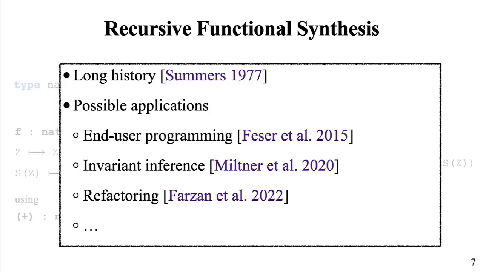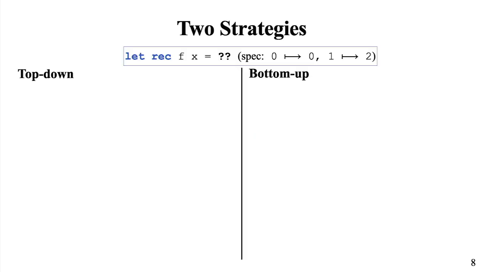The synthesis of recursive programs has a long history. Since the 1970s, there have been various approaches and interesting applications proposed, such as end-user programming, invariant inference, automatic refactoring, and so on. In general, synthesis typically comes in 2 flavors, top-down and bottom-up.